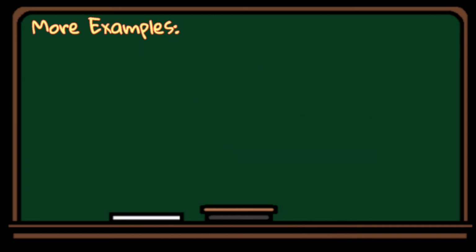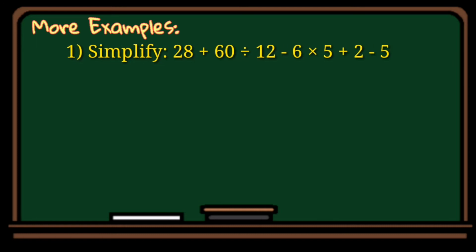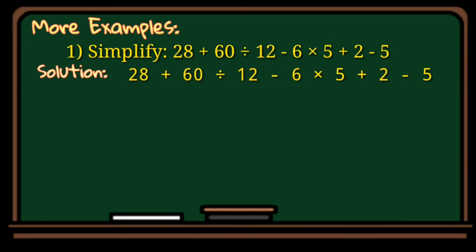Let's have more examples. Number 1, simplify 28 plus 60 divided by 12 minus 6 times 5 plus 2 minus 5. In simplifying this expression, we need to follow the PMDAS rule since there is no parenthesis or grouping symbol in our expression. The rule that should be applied here is multiply or divide as they occur from left to right. Okay? So from left, division should be done first.